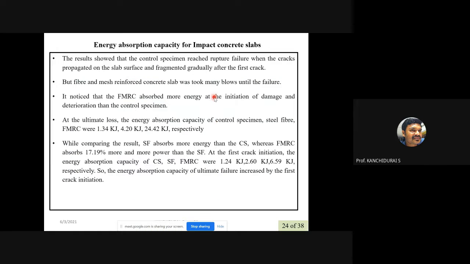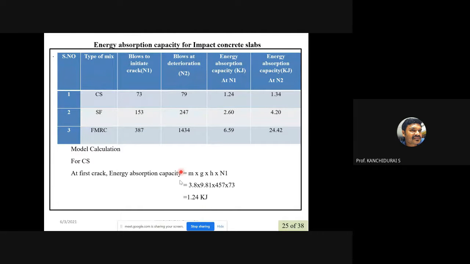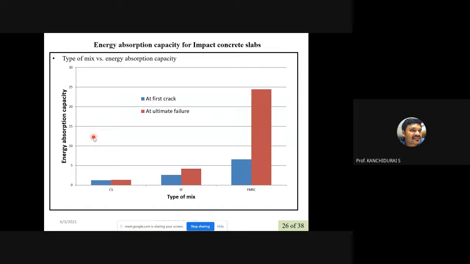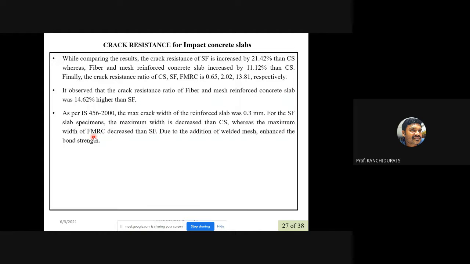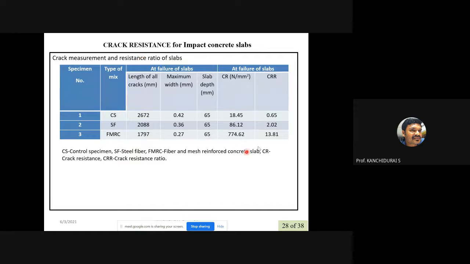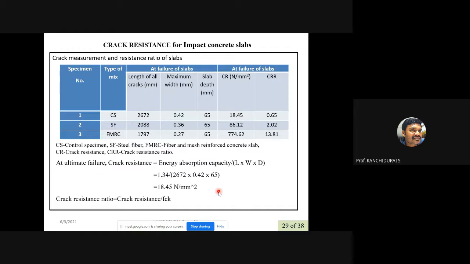We measured the energy absorption capacity in kilojoules, calculated from mass, gravity, height and number of blows. With that, we identified 24 kilojoules, the highest energy absorption capacity, in the fiber and mesh reinforced concrete. Similarly, the crack resistance ratio is 13 times compared to normal concrete. This is a sample calculation for the crack resistance.